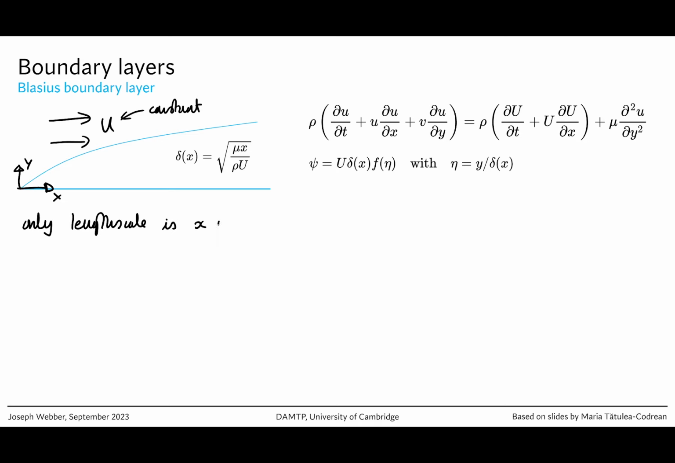is x itself. And so that implies that our boundary layer thickness is just delta equals square root of nu x over U, or alternatively mu x over rho U. So great, we've got a boundary layer thickness.